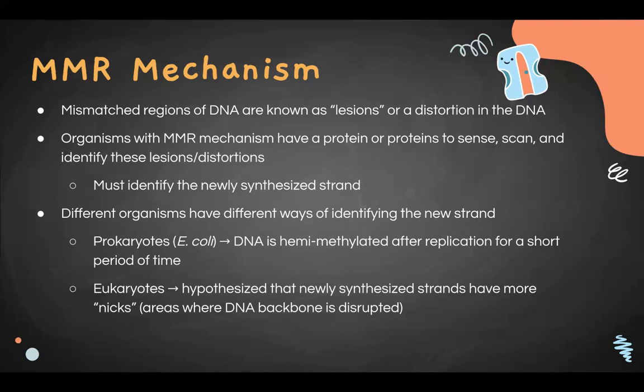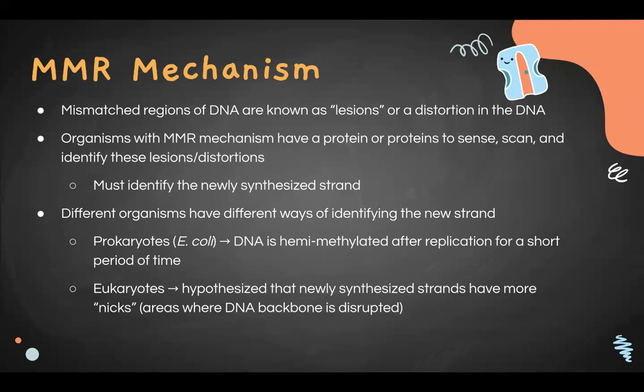lesions or distortions. So they have to correctly identify the newly synthesized strand as the newly synthesized strand, so that we don't have the issues that we had in the previous slide, where the parent one was recognized as the one with the incorrect pairing. And so different organisms have different ways of identifying the strands.